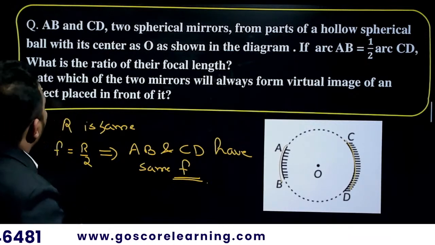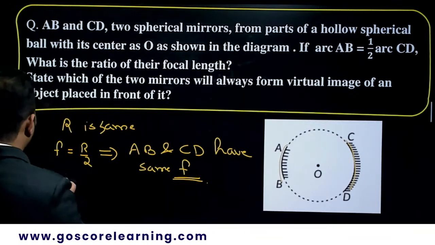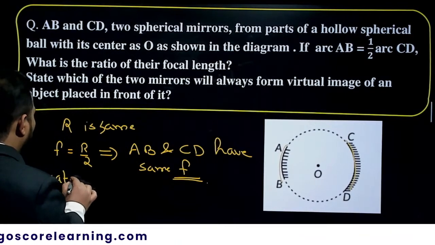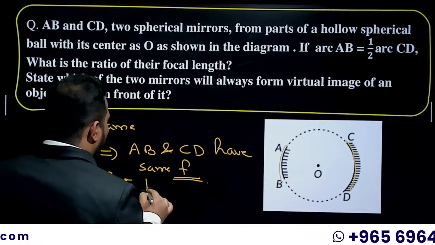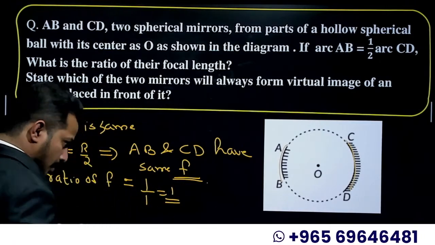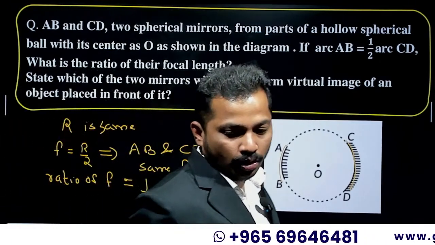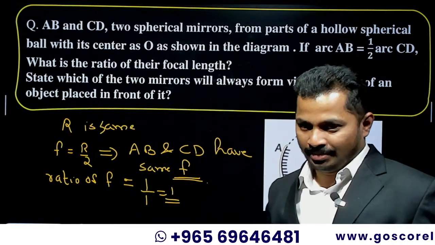Okay. So what is the ratio of the focal lengths? You should write: ratio of the focal lengths, F1 by F2, is equal to 1 by 1, which is equal to 1. Ratio of the focal lengths is equal to 1 by 1. Clear?